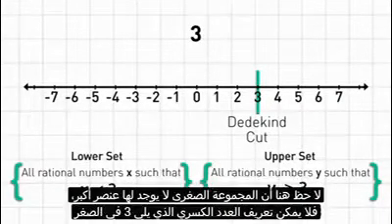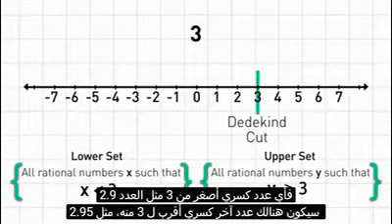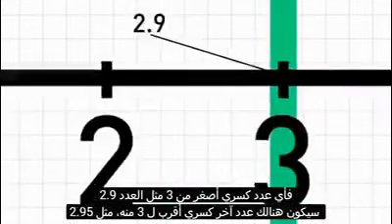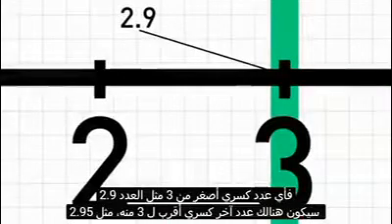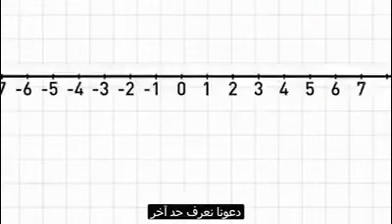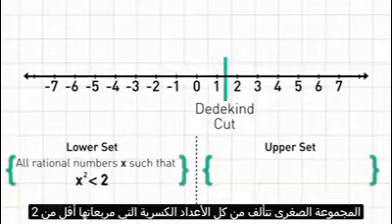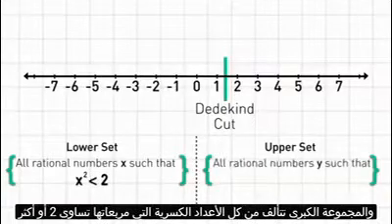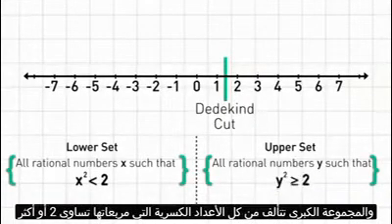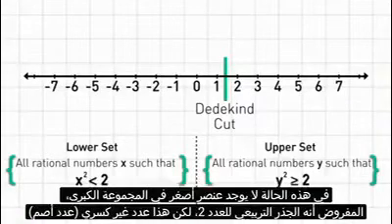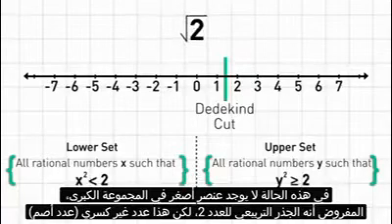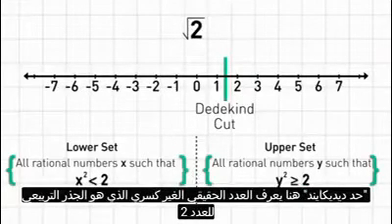Notice that the lower set doesn't have a biggest element. There is no rational number immediately below 3. For any rational number below 3, for example 2.9, there will always be another rational number between that and 3, like 2.95. Let's define a new cut. The lower set is all the rational numbers x, such that x squared is less than 2, and the upper set is all the rational numbers y, such that y squared is greater than or equal to 2. In this case, there is no smallest element in the upper set. It would be the square root of 2, but that's not rational. This Dedekind cut defines the number square root of 2.